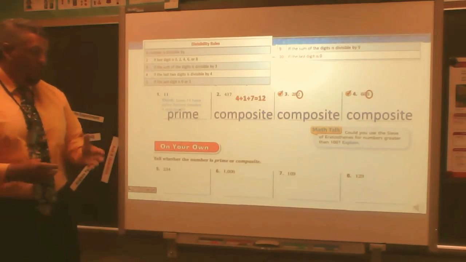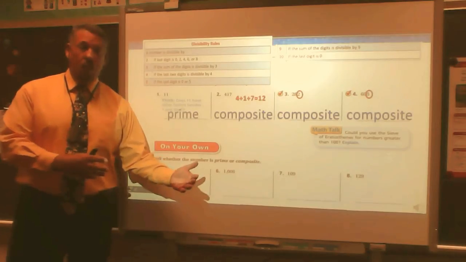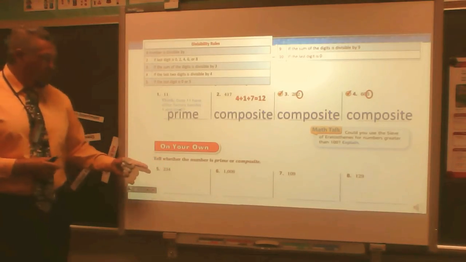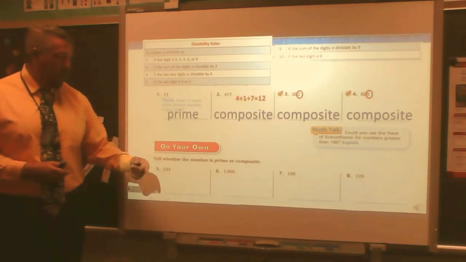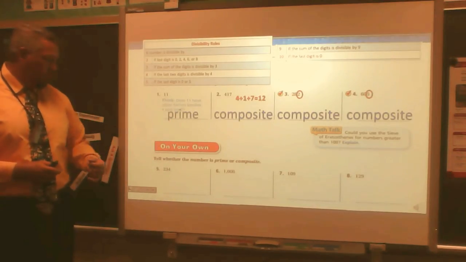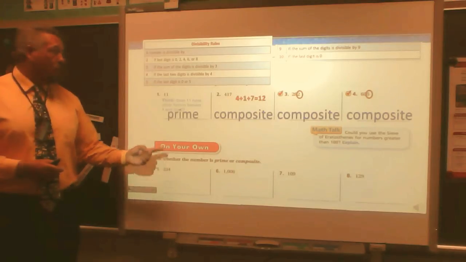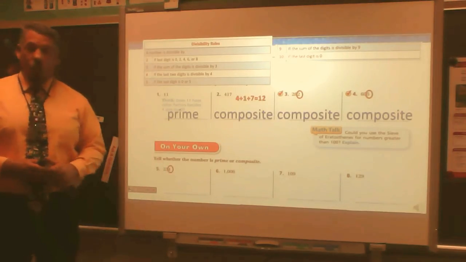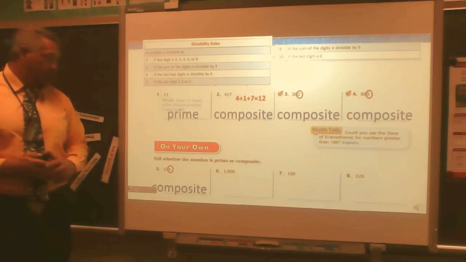So I'm not asking you to do the divisibility and show what it's going to equal if I take it into it. You just have to identify, is it prime or composite? Should be pretty easy, I'm hoping. Number 5 says tell whether the number is prime or composite. So exactly what we did up here. Is 234, my first rule, is it an even number? Well, there's a 4 in the ones place, so I know it has to be composite.